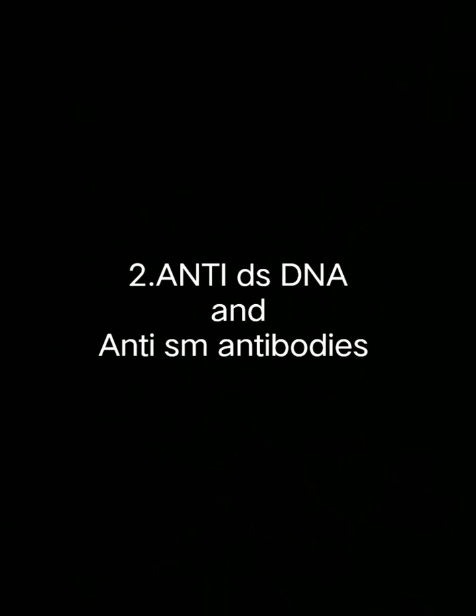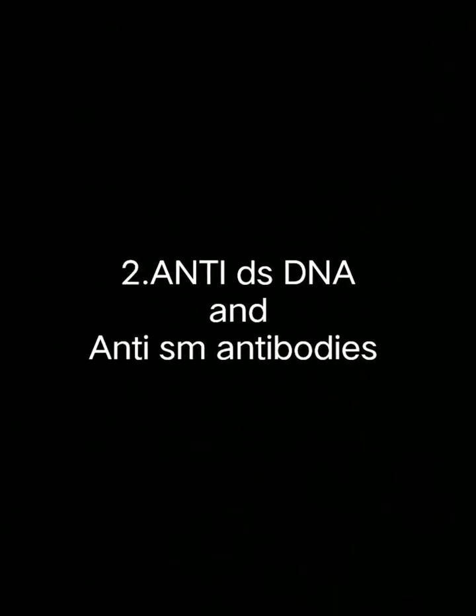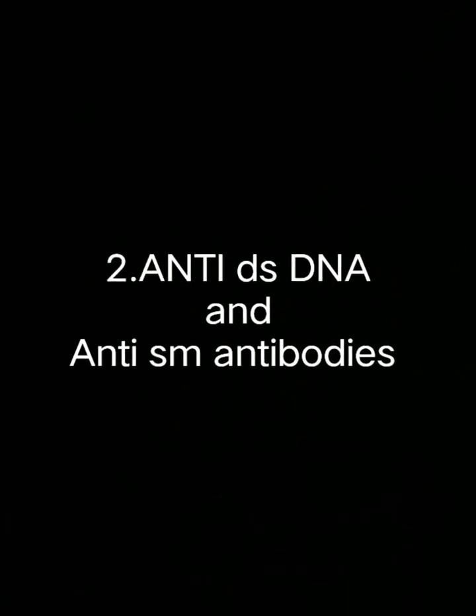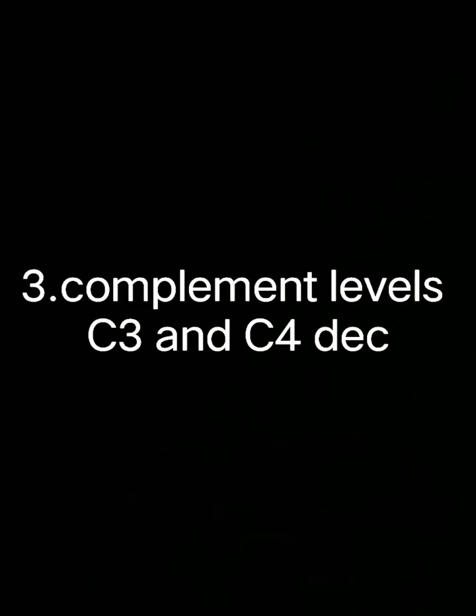The second antibody is anti-dsDNA antibody, which is present in 60%, and anti-Smith antibody, which is present in 35% of SLE patients. It is extremely specific for SLE and is considered the gold standard test. Also, the complement levels are decreased. C3 or C4 or both are decreased, and they drop more in acute disease exacerbation. Anti-SSA and anti-SSB are positive in 10 to 20% of SLE patients.